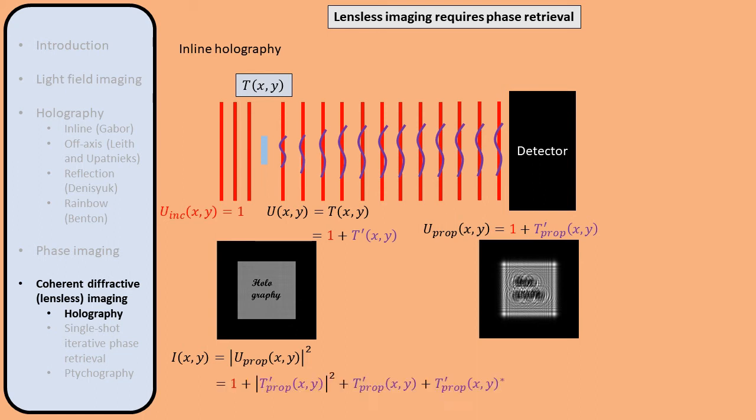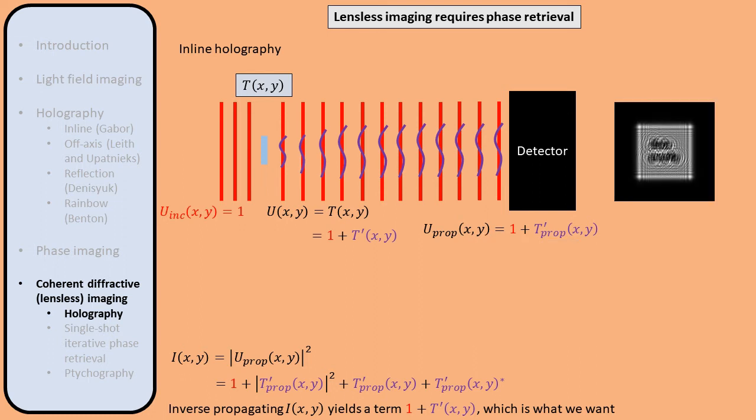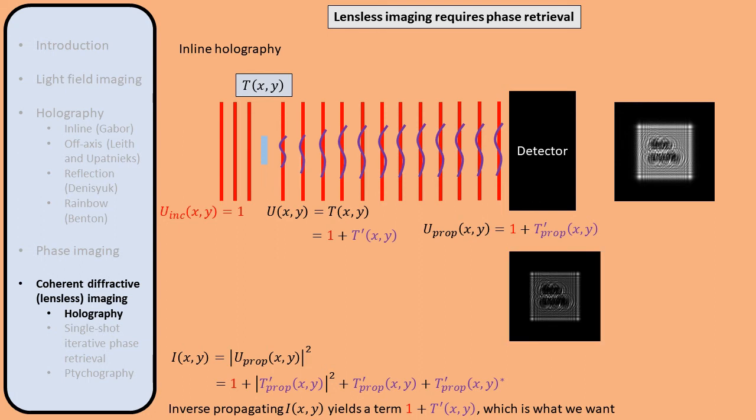Expanding the expression gives 4 terms, 2 of which correspond to the propagated field. So if we inverse propagate the measured intensity image, these 2 terms will give the sample's transmitted field. So consider the measured intensity pattern. We're going to computationally propagate this pattern as if it were a field. So to plot the intensity of the field, we have to square it again.